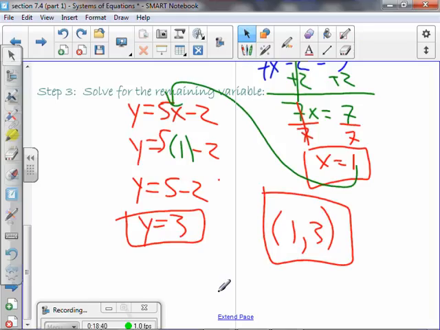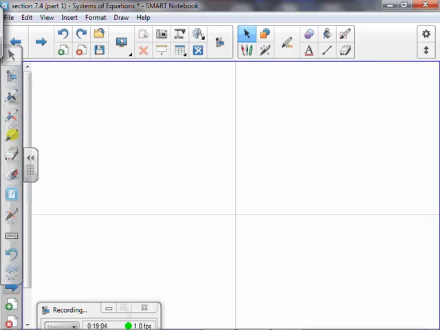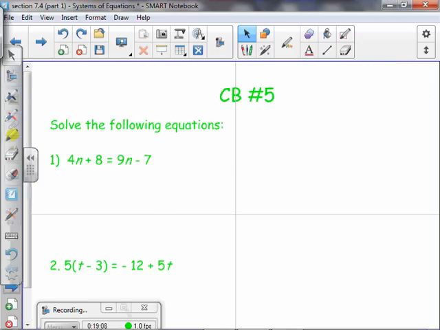Let's see if there's anything else we have. Now, this one is your turn. You're going to solve the following equation. Notice anything that is not already solved for a variable, you will have to solve for a variable. And I will give you a hint that the answer is 4 comma 3. So that is what you should get when you finish doing this question on your own. That is all for the lesson, it appears. Yeah, because that's already done.